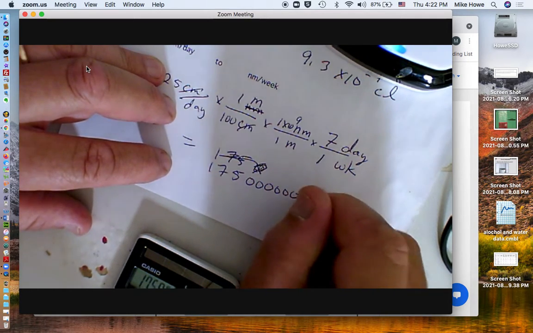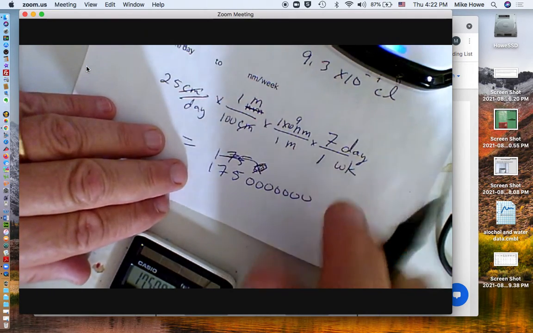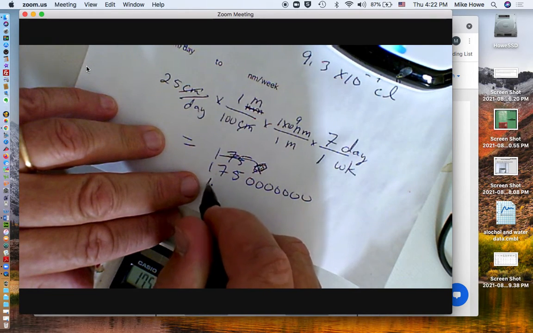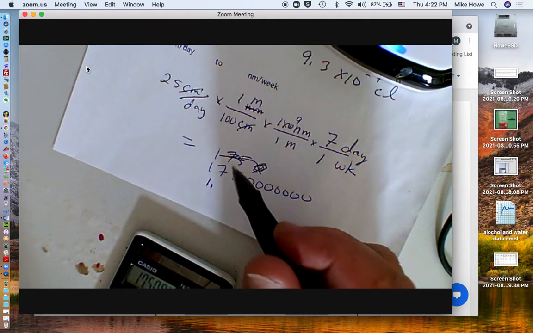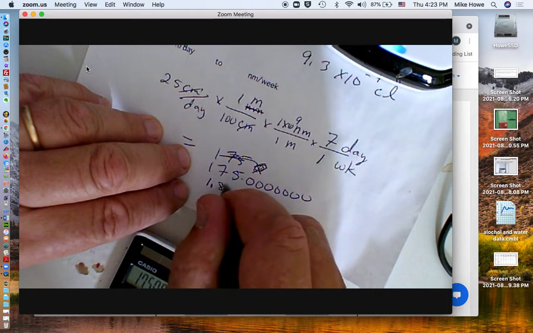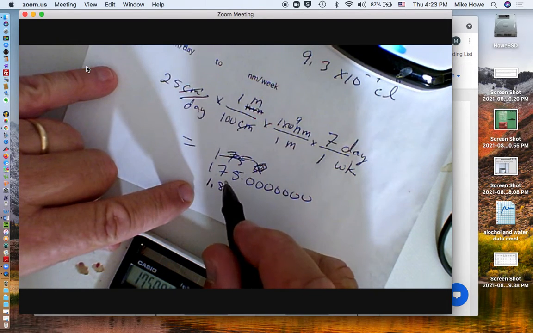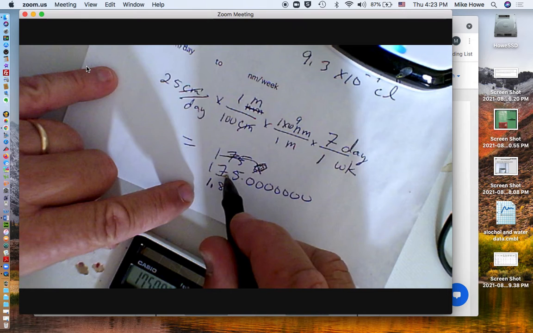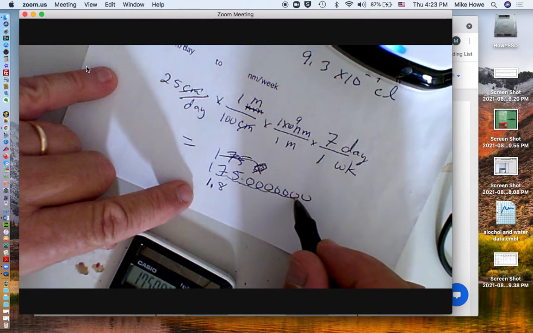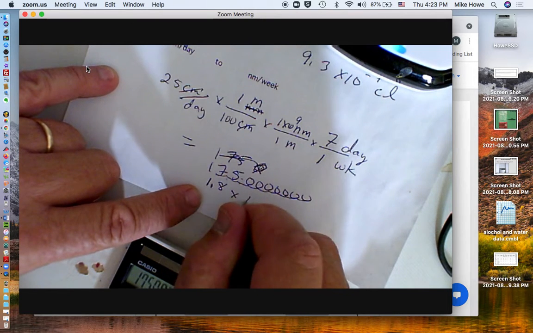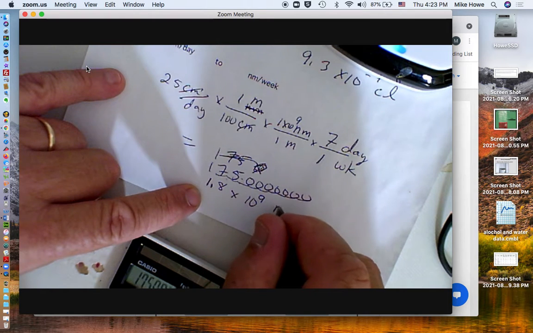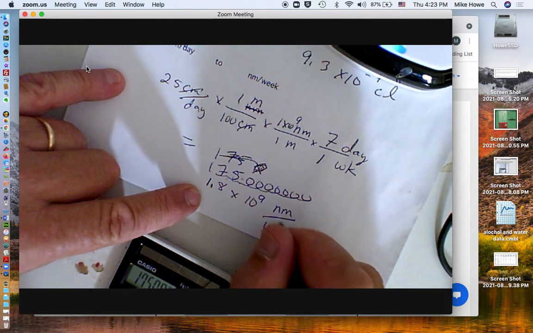4, 5, 6, 7. So if we put that in scientific notation, that's going to be 1 point. Now we've got to have only 2 sig figs. So since that 7's followed by a 5, we're going to round up. And then we have 1, 2. So you're starting here, 1, 2, 3, 4, 5, 6, 7, 8, 9. 1.8 times 10 to the 9. The unit on that would be nanometers per week.